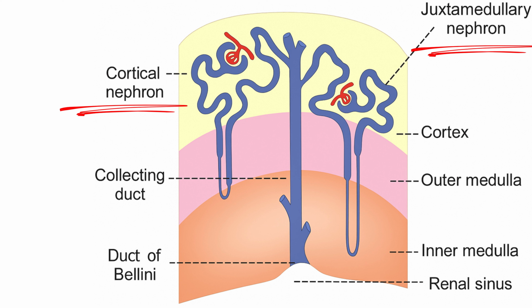urine. So, the loop of Henle's unique design, from its thick and thin segments to its precise cell types, is the kidney's secret weapon for conserving water and maintaining electrolyte balance.